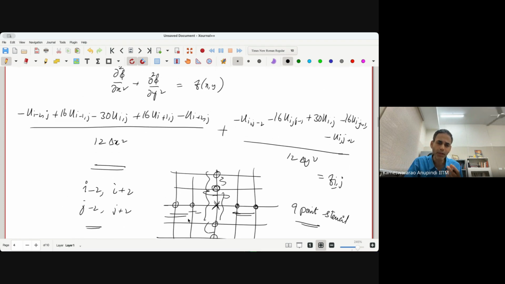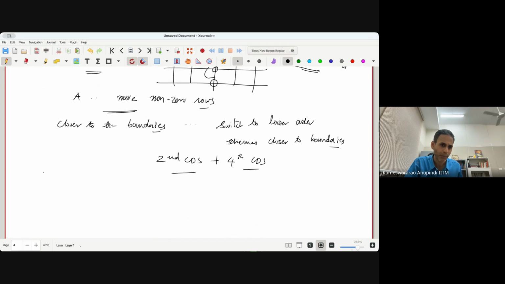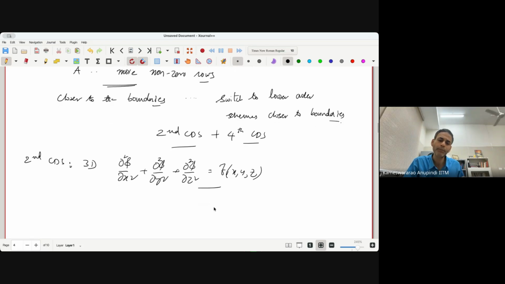Now of course you can extend this idea of applying the second order central difference scheme even to 3 dimensions, right? If you have ∂²φ/∂x² + ∂²φ/∂y² + ∂²φ/∂z² = f(x,y,z), you're going to get dependency not only on 4 points, you're going to get 2 points in the z direction, which basically gives you a 7-point stencil. That means 6 neighboring points and 1 point in the center. So extensions to higher dimensions can also be included.